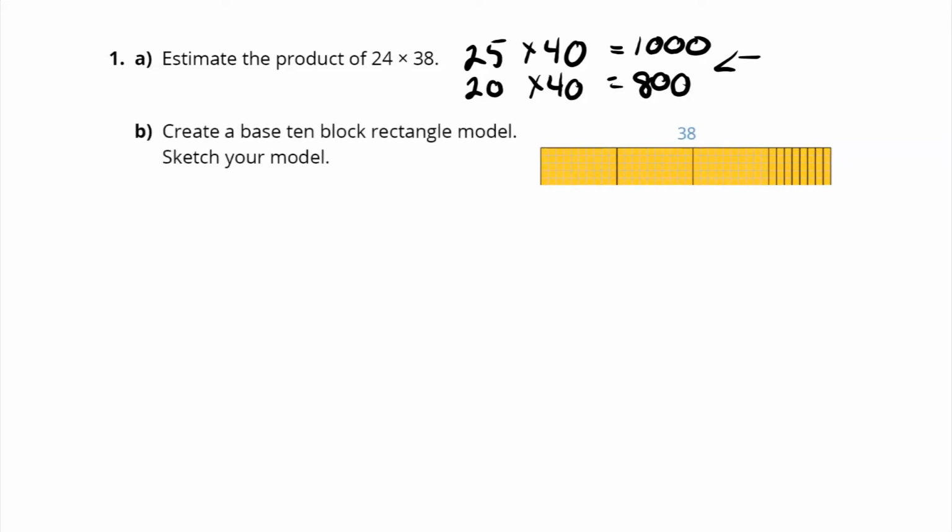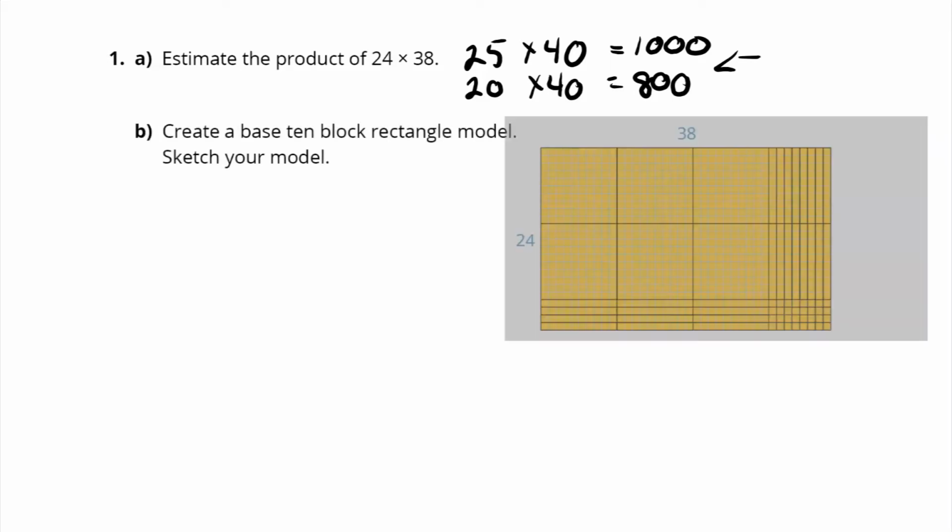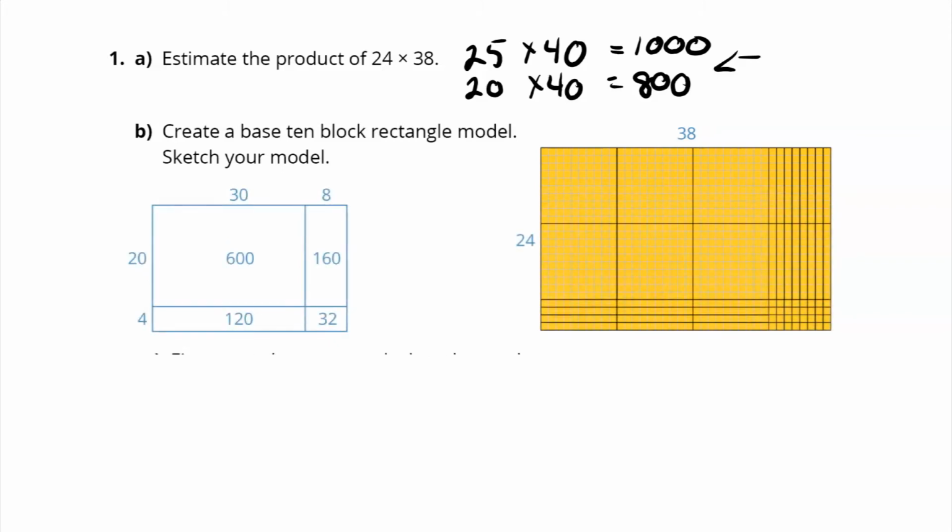Now we're asked to create a base 10 block rectangle model and sketch the model. So there are a couple examples of how to do it here. To come up with my 24 times 38, I've got 24, and across the top is the 38. I can then multiply the 30 times the 20 and get 600. Multiply the 8 times 20 and I get 160. Multiply 8 times 4 and I get 32. And multiply 30 times 4 and I get 120.